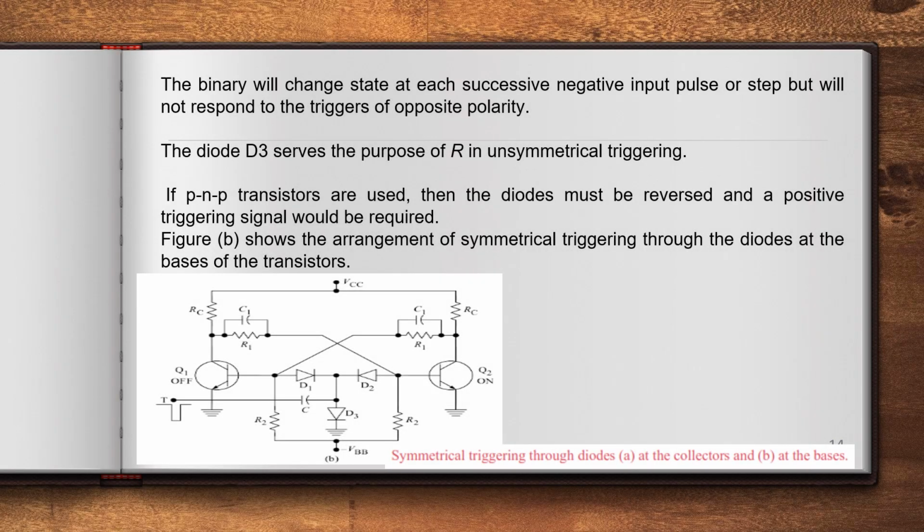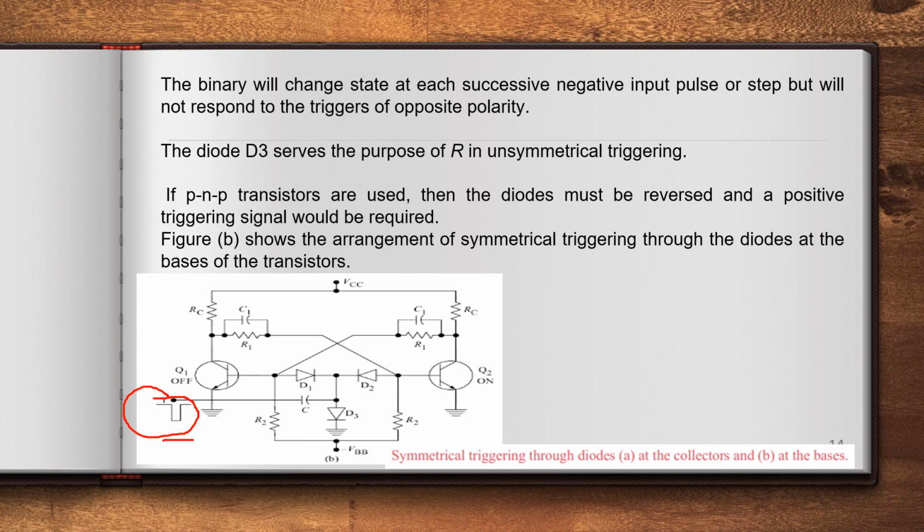The bistable multivibrator will change state at each successive negative pulse or step. You can apply a negative pulse or step, but it will not respond to triggers of opposite polarity.